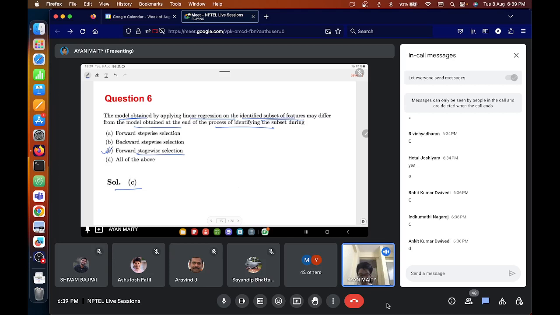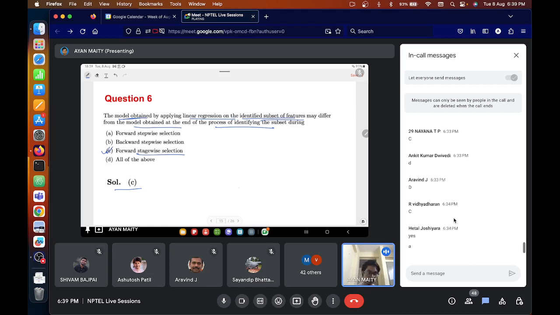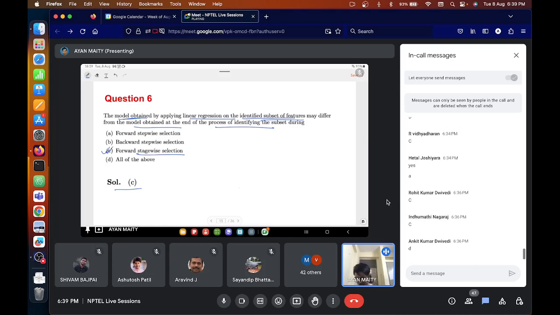So many of you have said option C. Some of you have also said option D. So option D is not correct, because in forward stepwise and backward stepwise selection, we are not creating any model while identifying the subset.